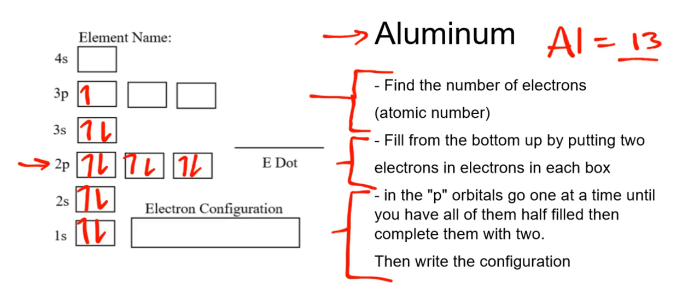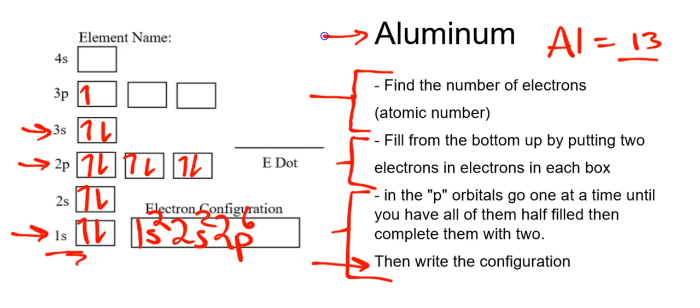The next thing I would do is write the configuration, and it's extremely simple. You start at the bottom and you list everything and how many there are in each thing. So we started with a 1s, and there are 2 in all of the s's. Then the next one up was 2s, and there were also 2 electrons. Then we went to 2p, and we would count all 6 of those and put a 6 superscript. And then we go to the 3s, and there are just 2. The next one up is 3p, and that's a 1.